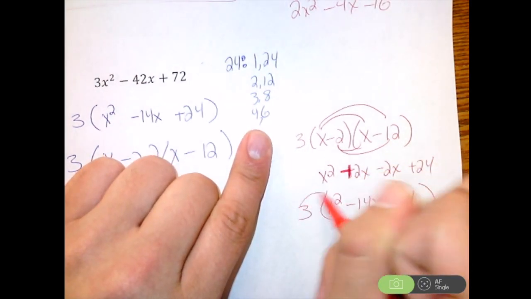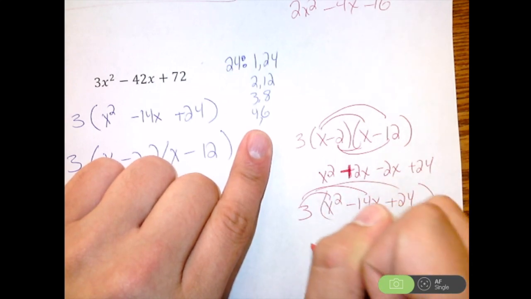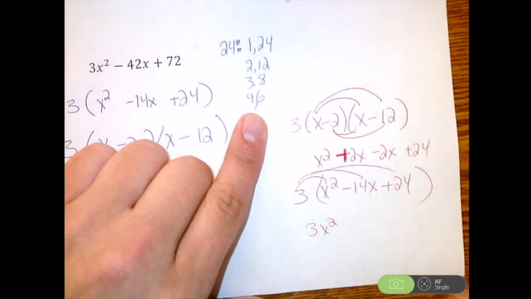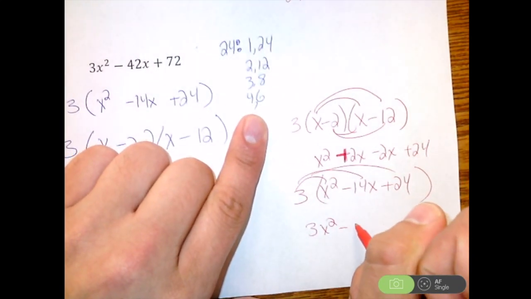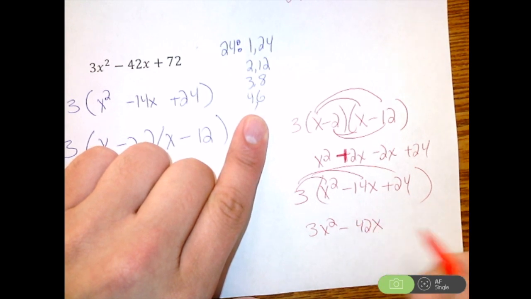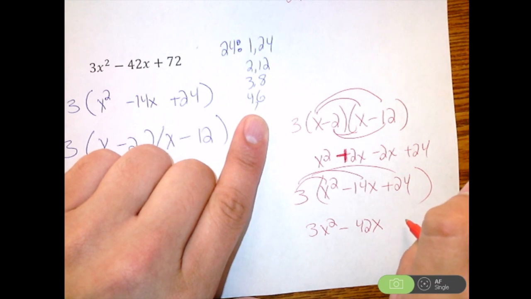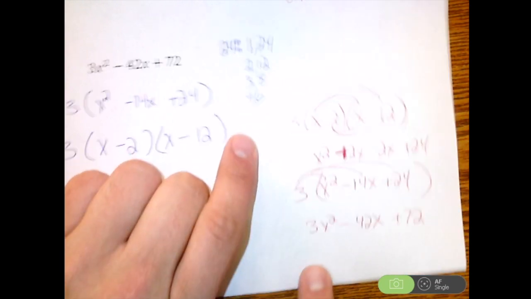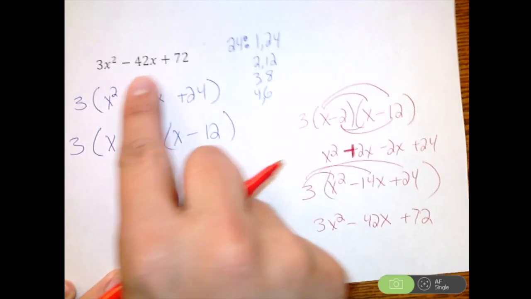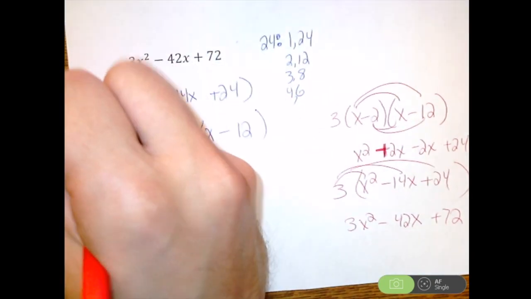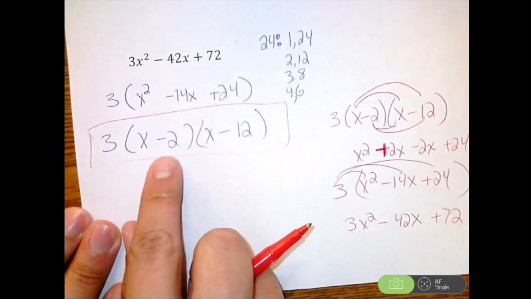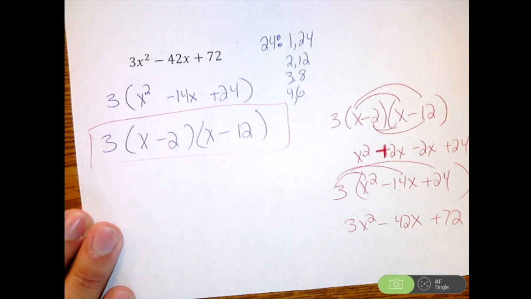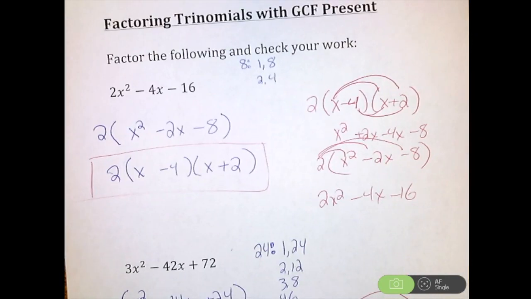Take the 3, distribute. 3 times x squared is 3x squared. 3 times negative 14 is negative 42x. 3 times 24 is 72. So checking this, it matches up with the original. My answer is 3, parentheses x minus 2, parentheses x minus 12. And that is factoring, specifically a trinomial. We're factoring quadratics with a GCF present.